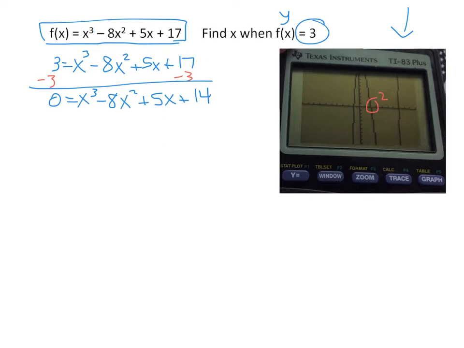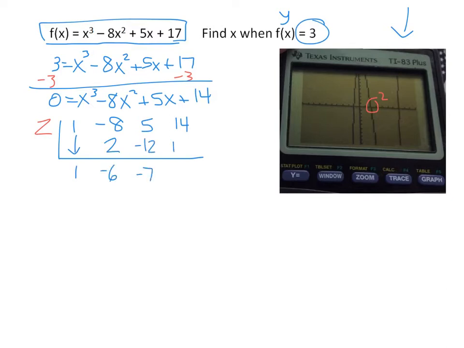So notice we are not missing any steps in our polynomial. So we can write the coefficients 1, -8, 5, and 14, and then we are going to use 2 for our divisor. All right, so running through the synthetic division steps. And 0 is our remainder, which is good.